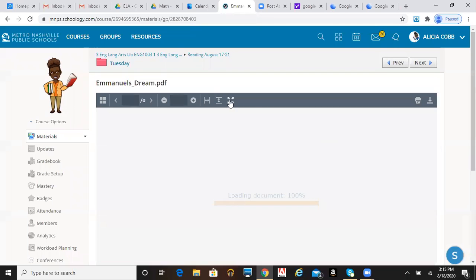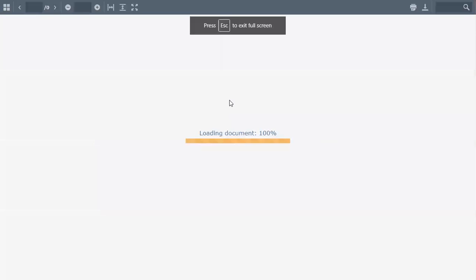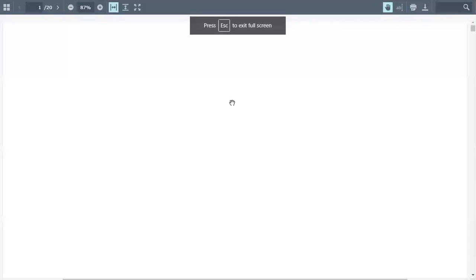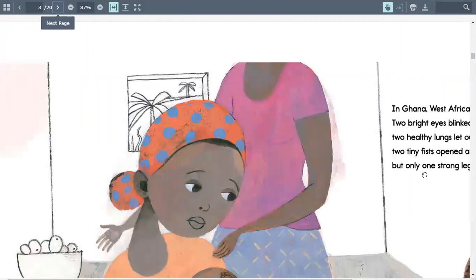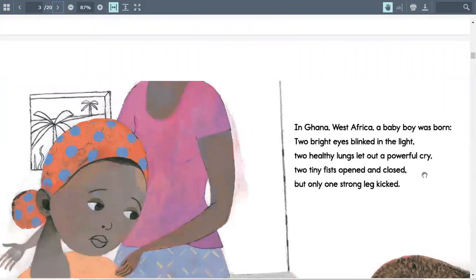I'm going to maximize so that way you can see the full screen with the story of Emmanuel's journey. In Ghana, West Africa, a baby boy was born. Two bright eyes blinked in the light. Two healthy lungs let out a powerful cry. Two tiny fists opened and closed, but only one strong leg kicked.